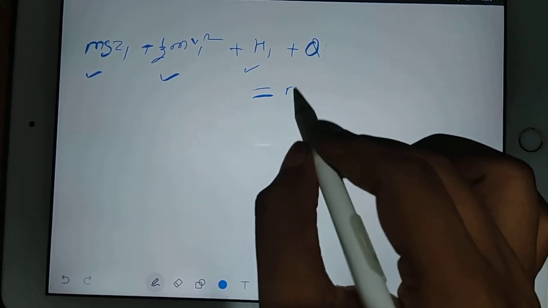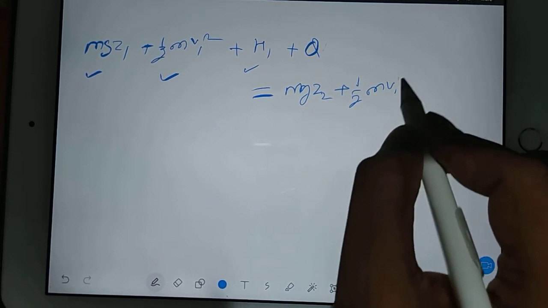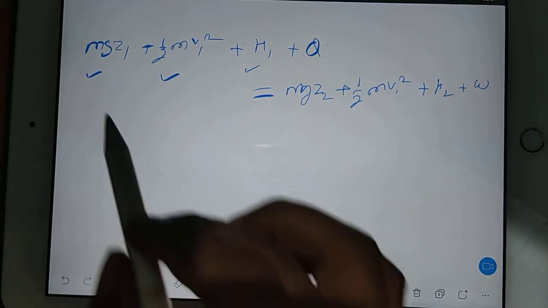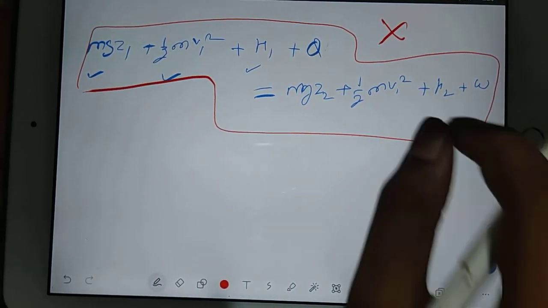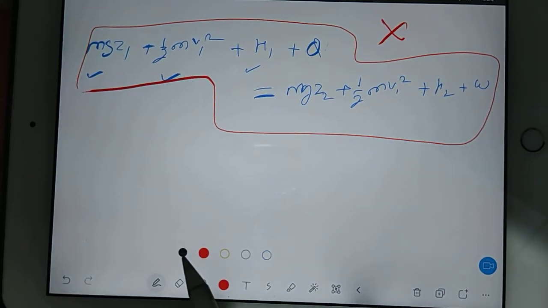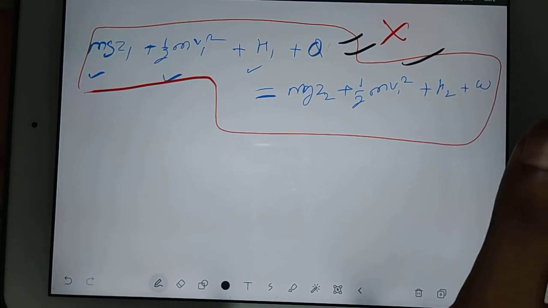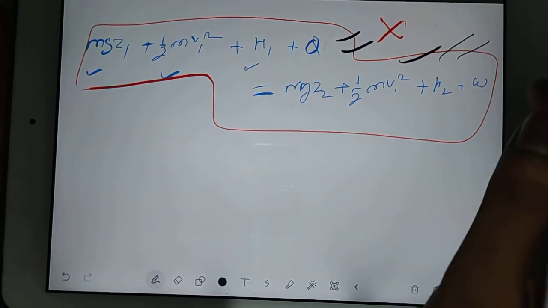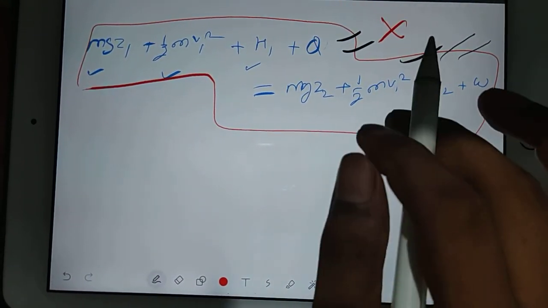the exit side: mgZ2 plus half mv2 square plus H2 plus work done. By using this formula, and don't bother about the formula, bother about the concept. The concept is, it is the full-fledged equation. It means only these many possibilities are there. But in different devices, some terms will not come.